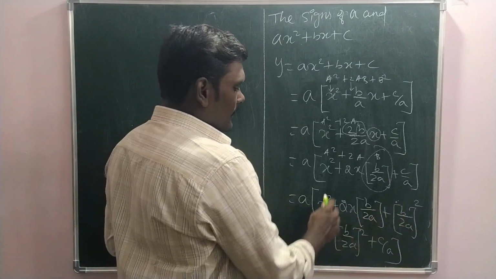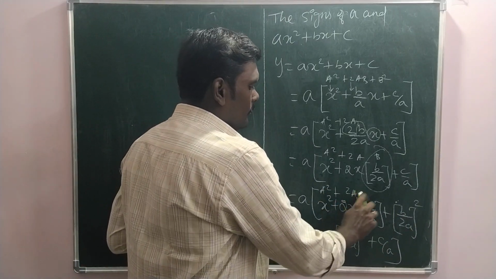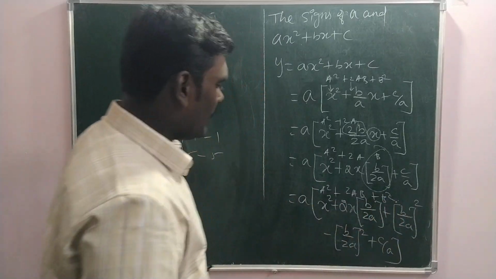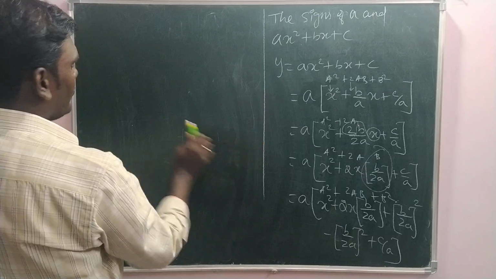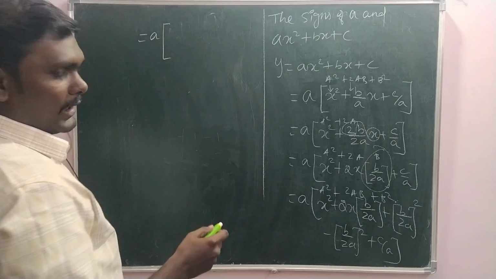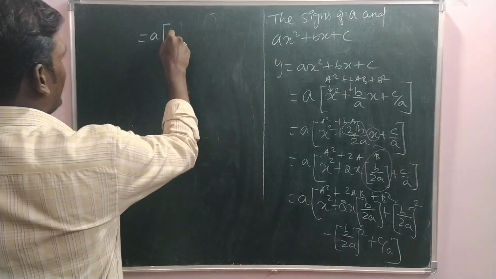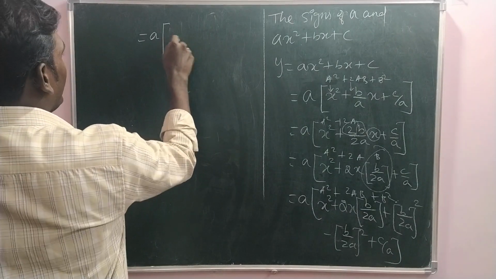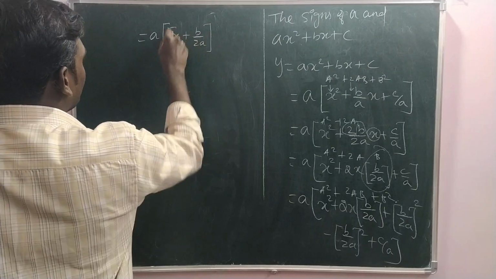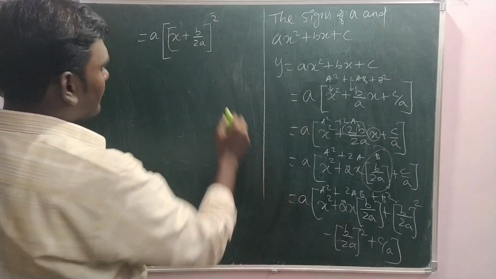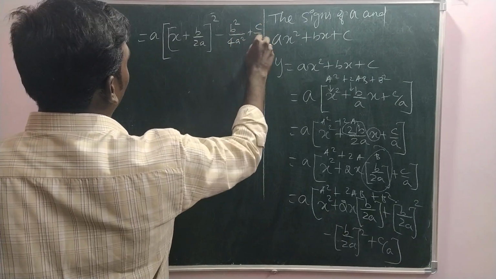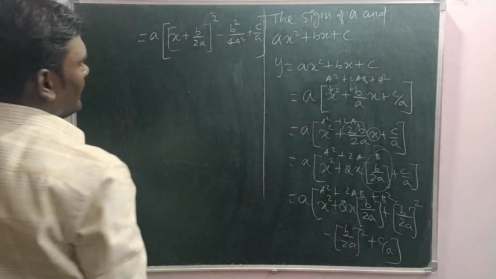Now if you see this, this is of the form A square plus 2AB plus B square, all capital. Then what is the formula? A plus B whole square. So a into A plus B whole square. A plus B whole square is what? A is x, plus B is b by 2a, whole square. The remaining we have is b square by 4a square plus c by a. Any doubts on this?